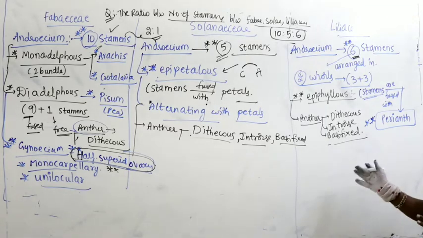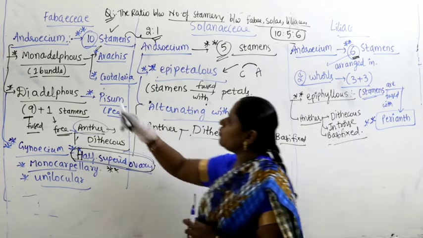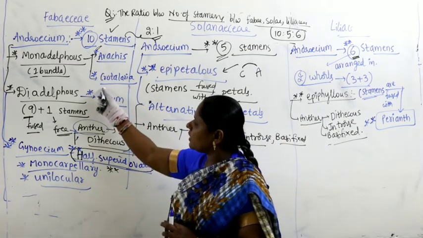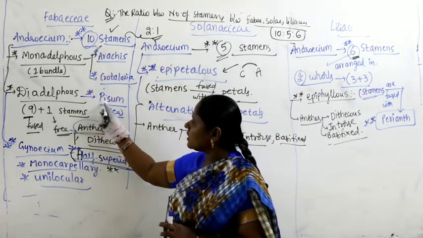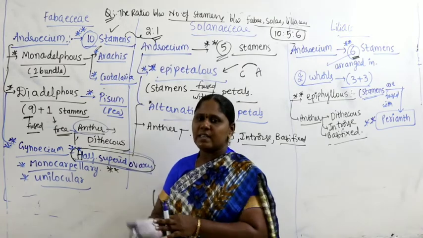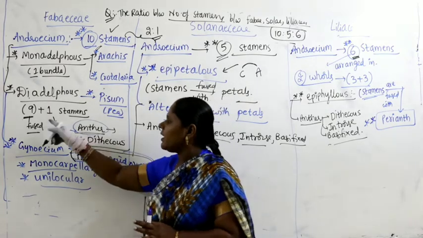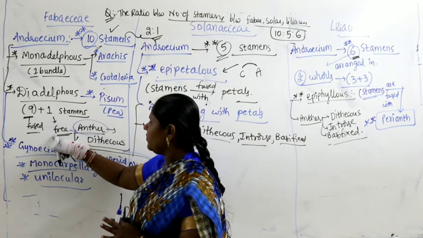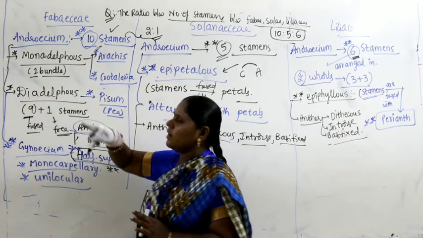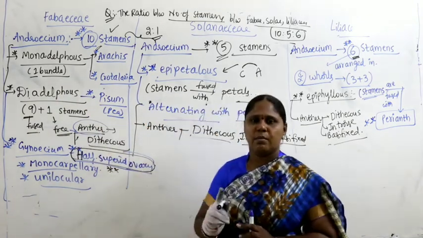So if you look at the stamens, it may be monodelphous in Arachis and Crotalaria, or it may be didelphous in case of Pisum. And how Pisum differs: in this, 9 stamens are fused and 1 is free. In case of monodelphous, all are fused to form one bundle.